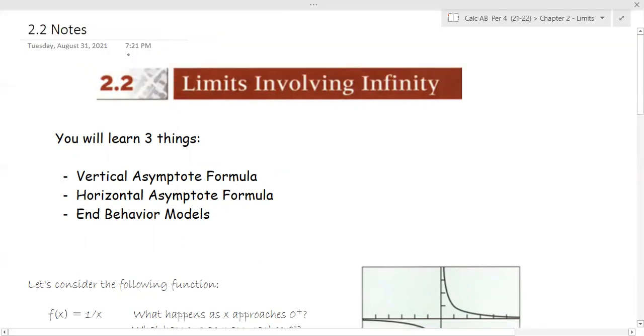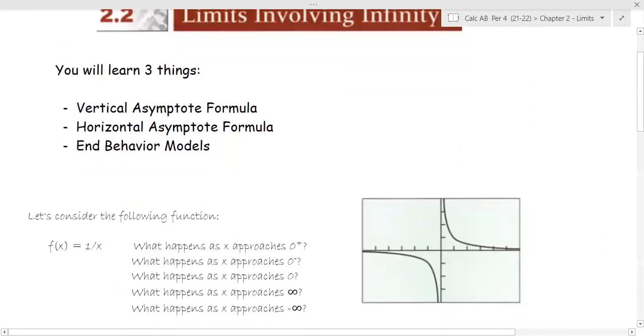Okay, so the three things that we need to learn here in 2.2 is we need to know the vertical asymptote formula, and it is a limit formula. Same thing with horizontal asymptotes, and then also the end behaviors. So what we'll do is we'll go through this, and then there's some practice questions in the book that I want you to try. And then we'll see time-wise how that will work, but you will be turning those questions in. Anyway, so we'll start from here.